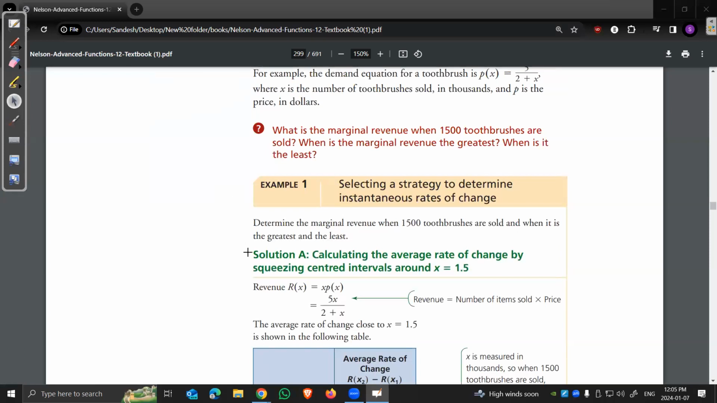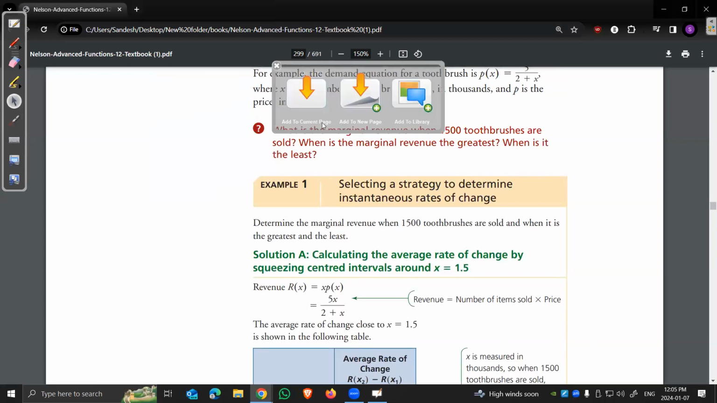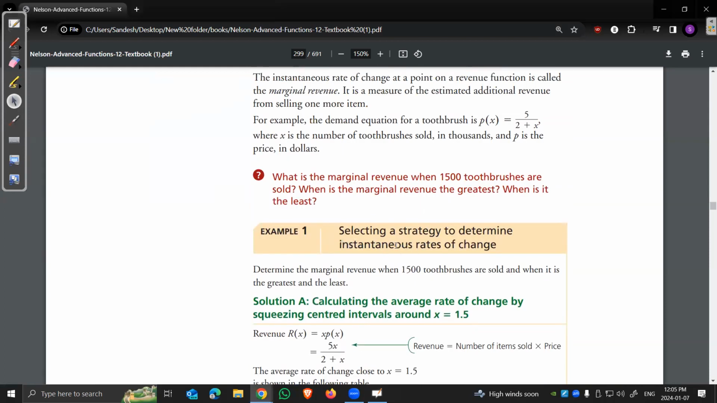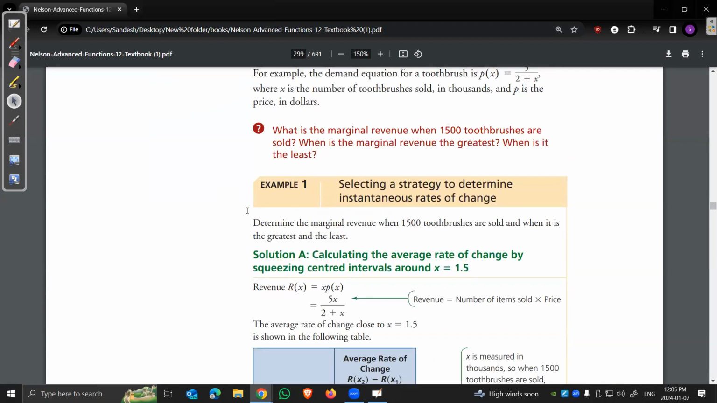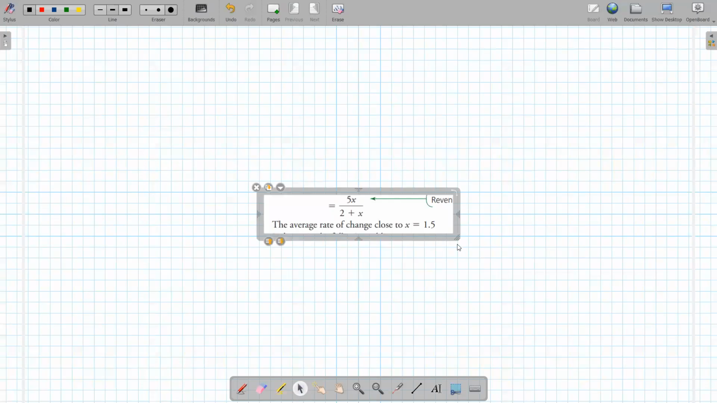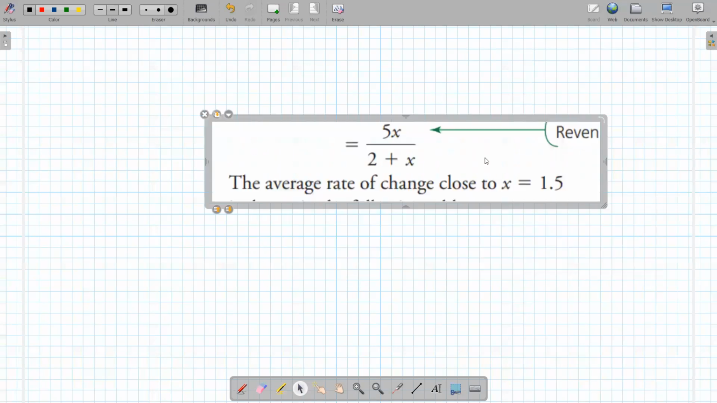This is the question. They're asking us to find something called the marginal rate of change. It's just a funny word for instantaneous rate of change. Yesterday we did it for polynomials. Today we'll be doing it for some other types of functions. You'll see that the process is the same.